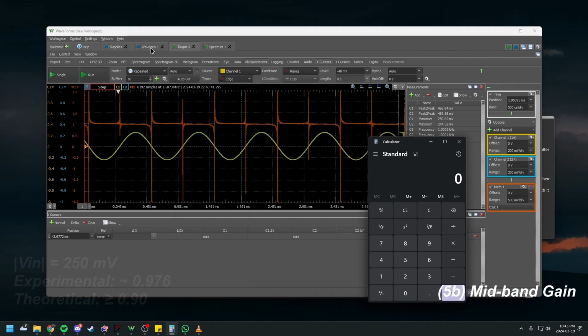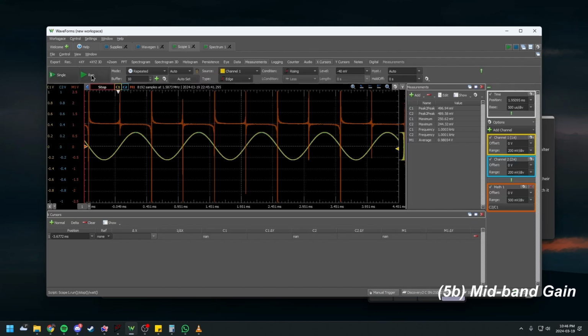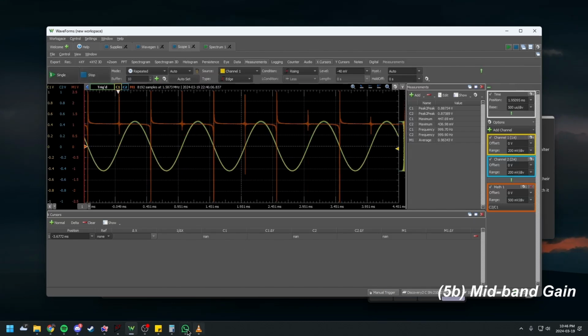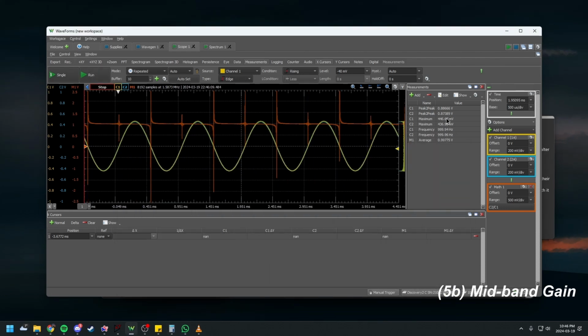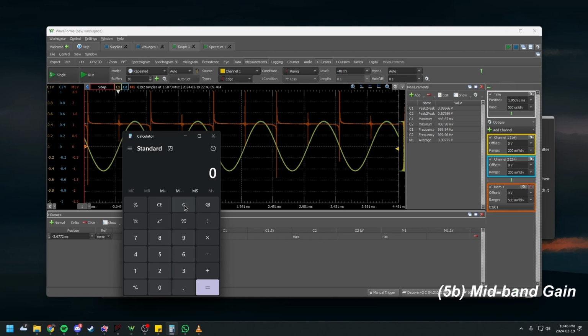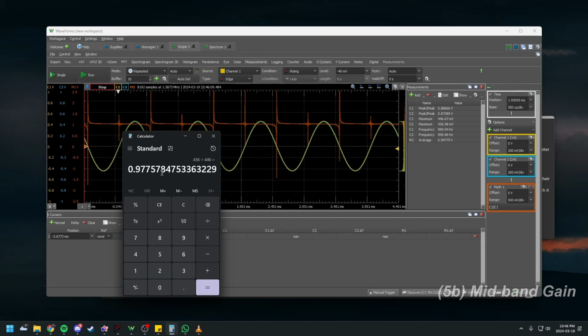Now we can repeat this process to, say, for example, 450. Well, we go back to our scope, run it again, stop it, take a measurement of 436 divided by 446, and we also get a gain of 0.98, also within the project specification.